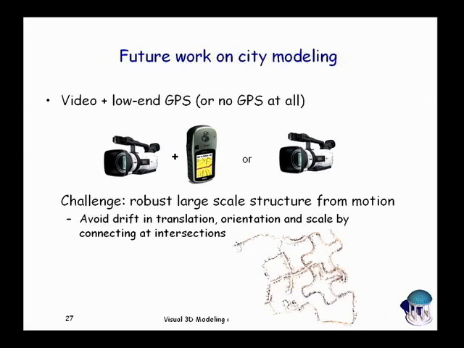Okay, so our goal is to go to a much simpler low-end system, ideally really just a camera. The challenge, when you build a long model, or let's say you want to model a whole city, is to avoid drift. And video would drift very quickly because there's no absolute reference. So the key thing is that every time you get an intersection here, you want to be able to find that back and stitch that together. That way it's reasonable.